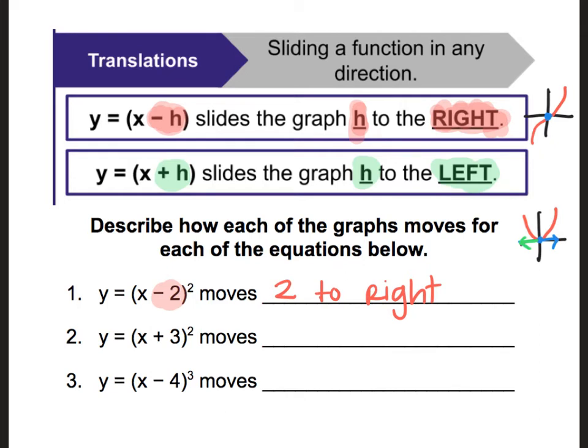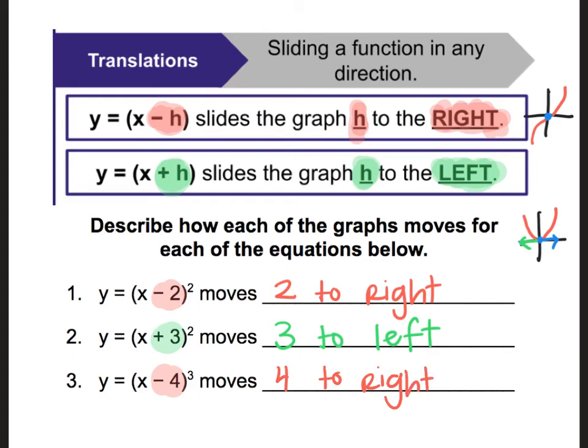For my second example, we have y equals x plus 3 squared. Notice we have a plus 3. And remember, when you have a positive h, it moves it h to the left. So this is going to move my graph to the left. And then my last one, we have x minus 4 cubed. Notice you have a minus 4 inside. So since it's a minus, it's going to move to the right, and it'll move 4 to the right since it's minus 4. So we're going 4 to the right.